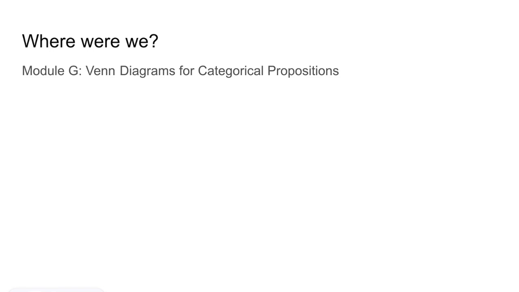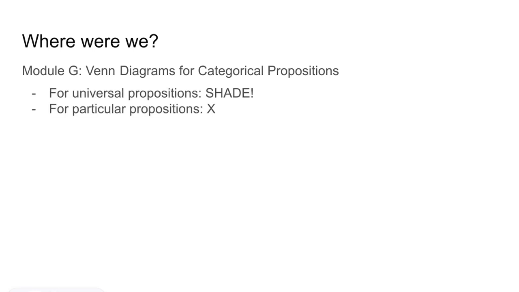We left off on Module G, Venn diagrams for categorical propositions, where this isn't really going to make sense when I say it out loud. Good thing we're going to use it in application though. We learn to differentiate universal propositions from particular propositions in a Venn diagram. So for universal propositions, which would be A or E statements, we would shade. Again, this isn't making sense right now. It's going to though. For particular propositions, so these would be I or O statements, we would use a little X.